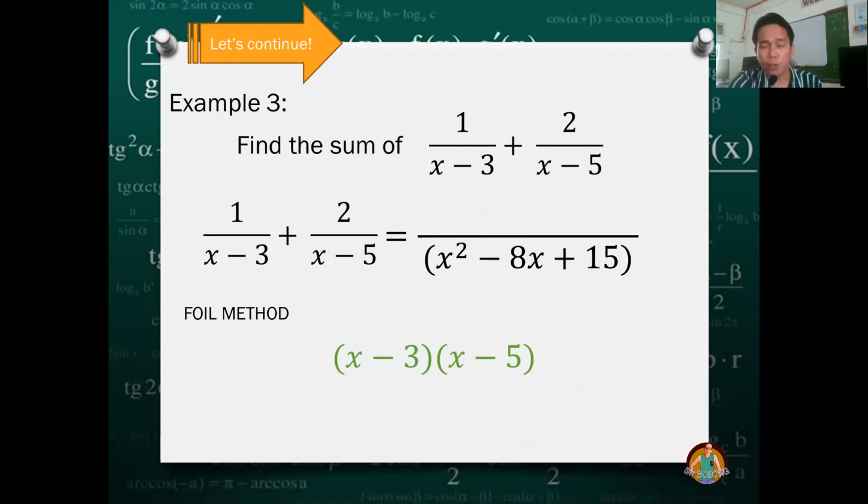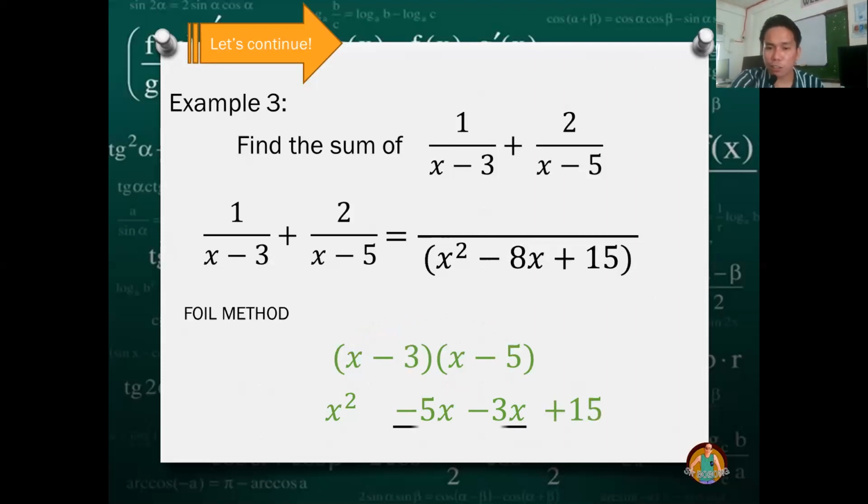So paano siya ni-apply? Apply natin muna yung F or yung first. So multiply natin. First is x times x will give us x squared. Next, yung O, outside. Outside naman, x times negative 5 will give us negative 5x. Okay, next, letter I or inside. Inside is negative 3 times x will give us negative 3x at yung L, which is the last, negative 3 times negative 5 will give us positive 15.